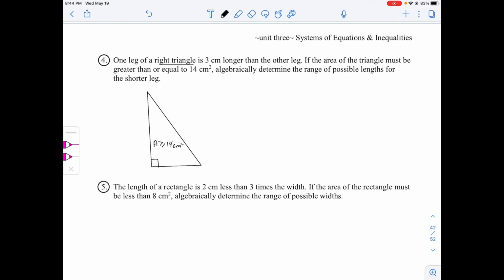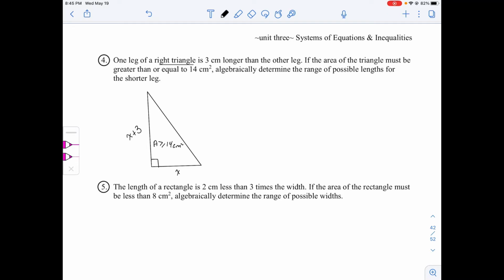In other classes I've mentioned one rule of thumb is to make the variable the thing we know nothing about. One leg of a triangle is 3 centimeters longer than the other leg. So the one we know nothing about is the other leg. This would be our x, or our length. That's x length. The other one is 3 centimeters longer than x. And so, algebraically determine the range of possible lengths for the shorter leg.